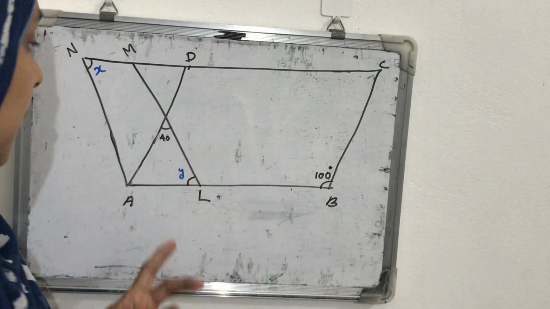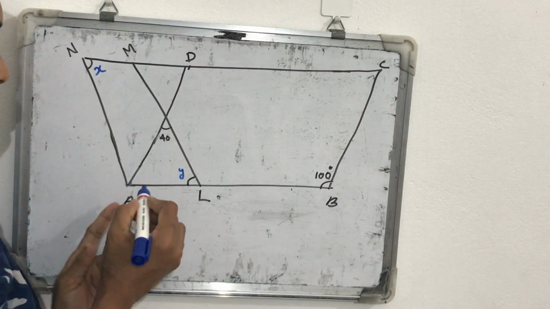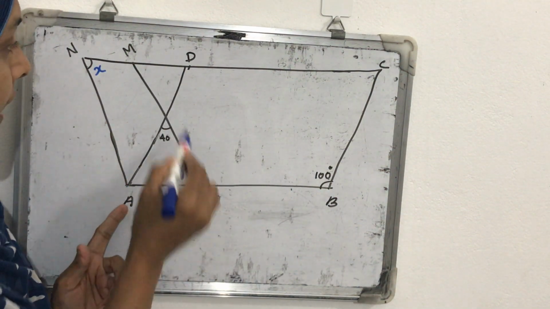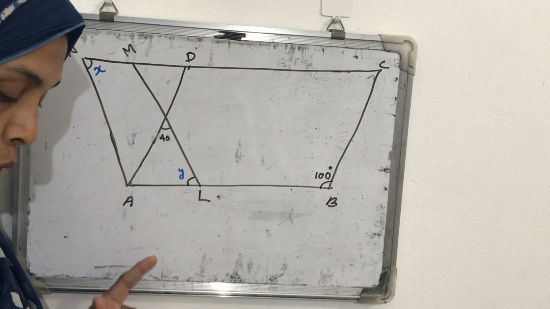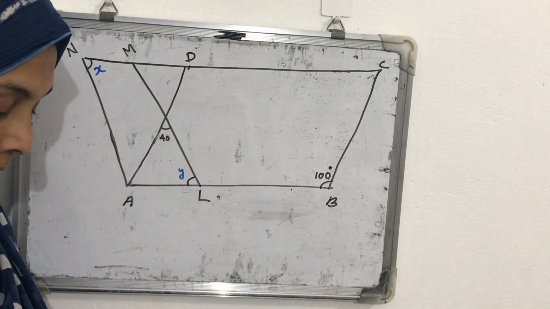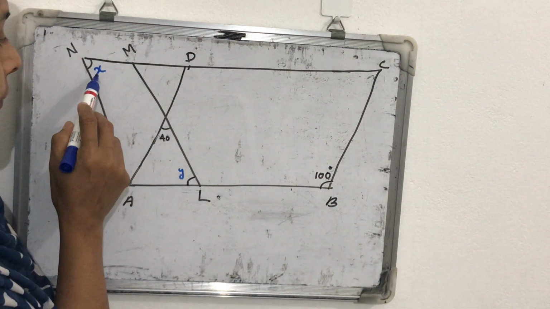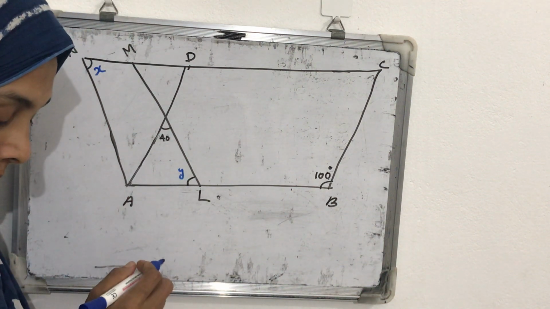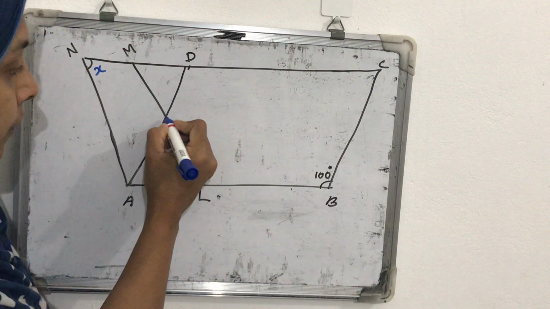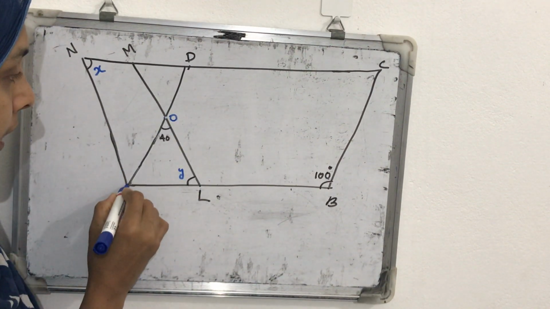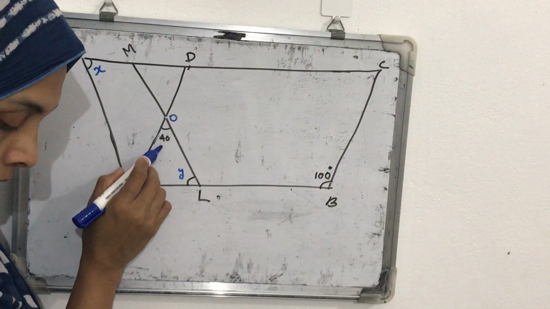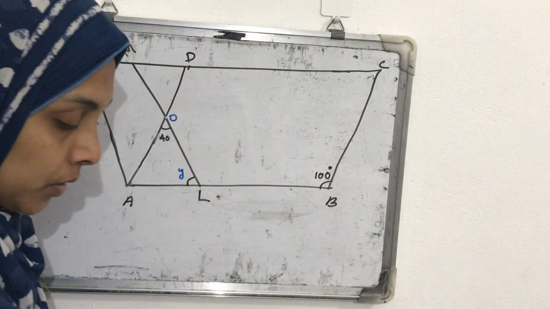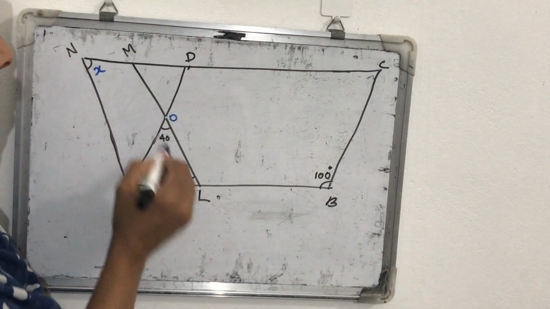First question, look. Given this figure, in this figure ABCD and ALMN are two parallelograms. Find the values of angles x and y. We want to find out the angle x and angle y. And given, if this point is O, angle AOL is given 40 degree and angle ABC is given 100 degree. So we want to find out the angles x and y.